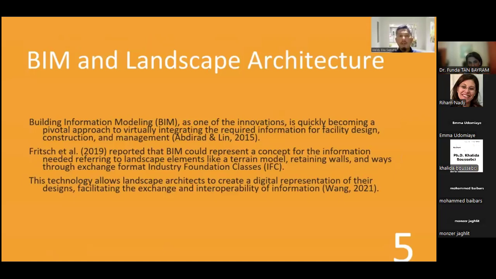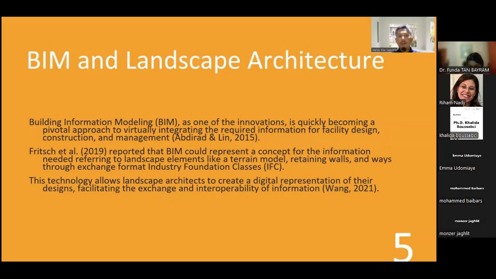So according to the systematic literature review, there are several theories that can be used to find the connection between BIM and landscape architecture. According to Abdirat and Lin in 2015, building information modeling, as one of the innovative applications or software, is quickly becoming a pivotal approach to virtually integrating the required information for facility design, construction, and management. So most projects regarding facility design, construction, and management use building information modeling software.